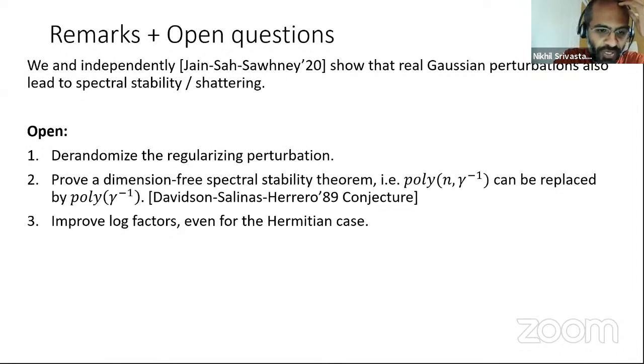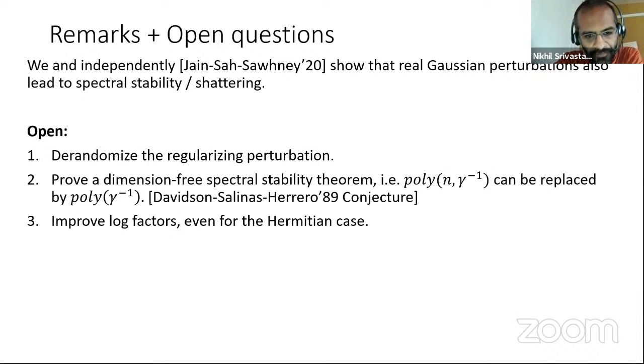There are other questions. In our spectral stability theorem, we proved that the spectral stability of the eigenvalues is some polynomial in n over gamma. It remains open whether that has to depend on n. In fact, it was conjectured by Davies and by Salinas and Herrero in '89 that such a theorem should be true without any dependence on n. They were operator theorists, interested because they wanted to apply this in the infinite dimensional setting.